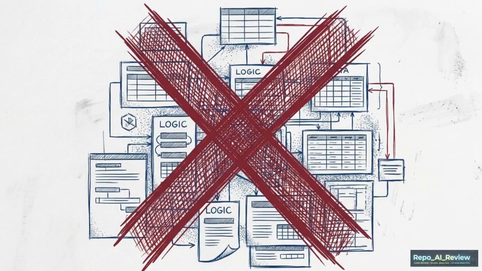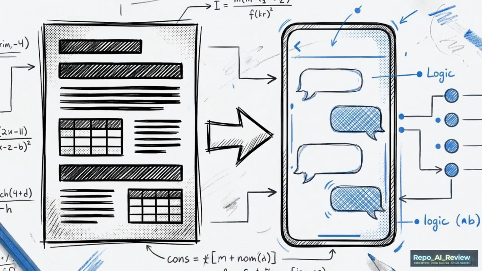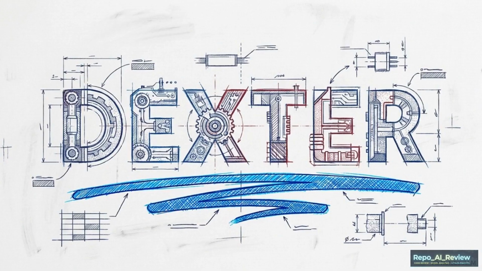Dexter solves this friction by entirely removing the traditional interface. Instead of staring at a terminal or parsing a PDF, a user can query the system natively through a WhatsApp gateway, dropping the barrier to entry down to a simple mobile text. Dexter is an open-source, autonomous financial research agent.